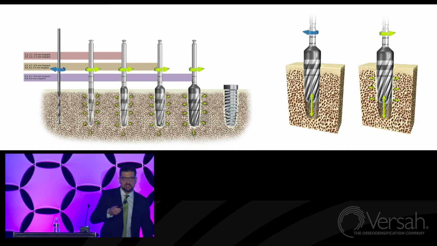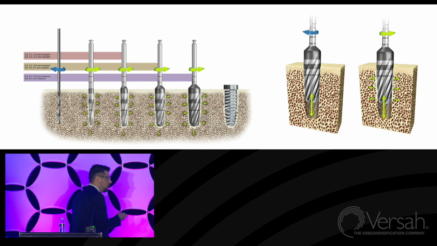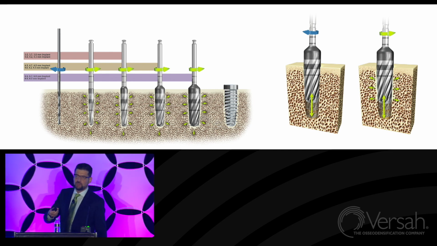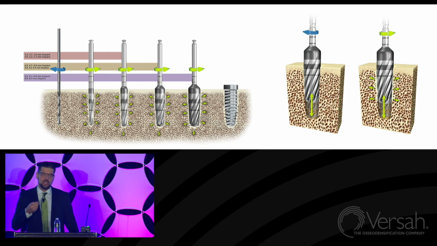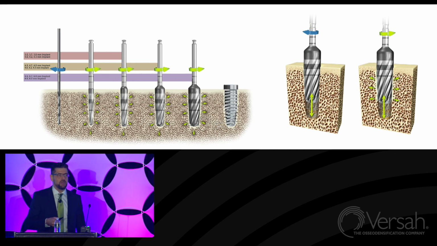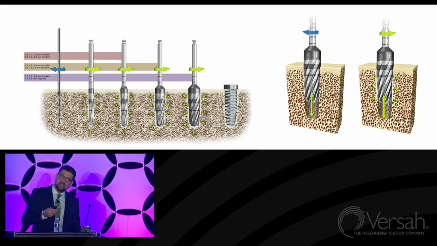I don't need to densify all the time. How do you know how much you have densified? It's easy. You have a pilot drill and you drill that to 13 millimeters. You use the first Versah drill in reverse and you take it to 13 millimeters. You go to the second one and it doesn't want to go to 13. So what do you do? You push harder.